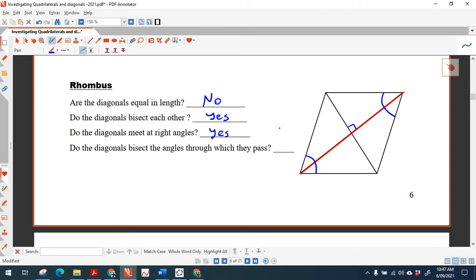Now we're going to mark this on the diagram. So what we're going to say is that this angle here is equal to this angle here. And also, if you look at the picture, these are the same value.